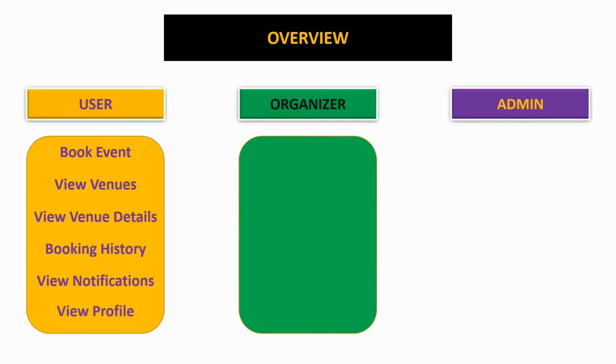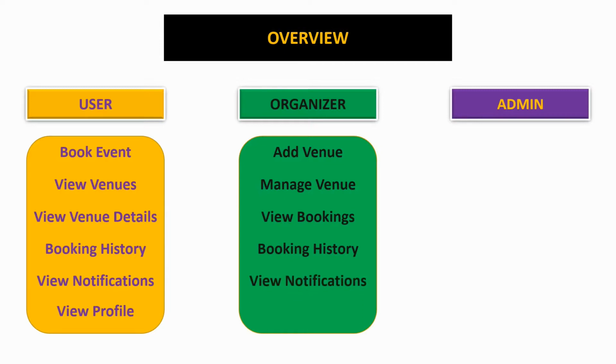After the user, our second role is organizer. The organizer can add a new venue to the portal and manage all venues, that means update or delete existing venues. The organizer can see upcoming and paid bookings made on his or her respective venues, and can also see booking history. Similar to the user, the organizer is also able to see notifications and profile.